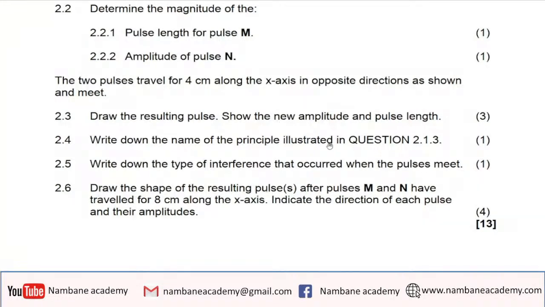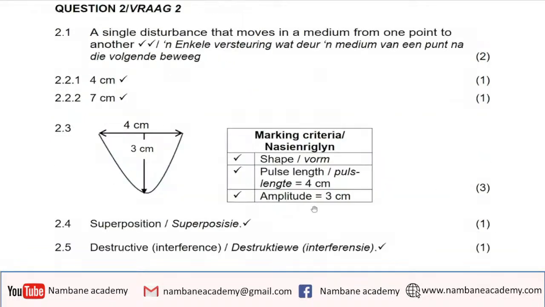So the two pulses travel for 4 centimeters along the x-axis in opposite directions as shown and meet. Now question 2.3, draw the resulting pulse, show the new amplitude and the pulse length. For that question, it is 3 marks. We expect such a drawing with the labels. For the shape, it is 1 mark. For the pulse length of 4, it is 1 mark. And because of what is happening at that point, that amplitude will go to 3. So it is going to be 1 for each of the ones that are shown. So we are going to use that marking criteria on your right for that question.